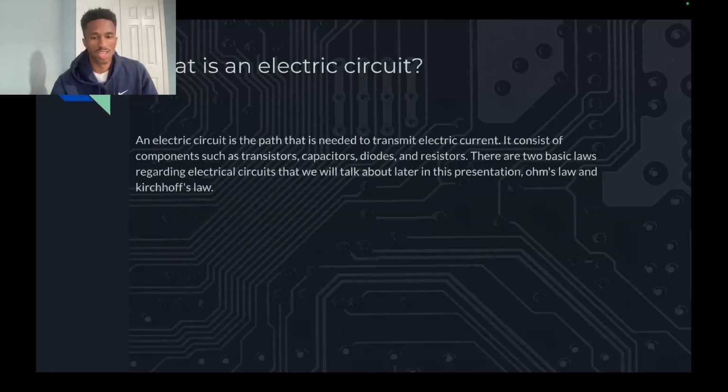To begin, you may be wondering what an electric circuit is. An electric circuit is the path that is needed to transmit electric current, electric current being the flow of charged particles such as electrons or ions. These circuits consist of components such as transistors, capacitors, diodes, and resistors. Ohm's law and Kirchhoff's law are two basic laws regarding electrical circuits that we will talk about later in this presentation.